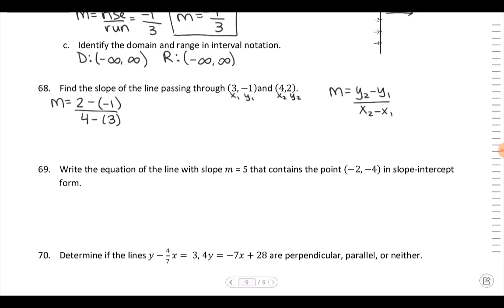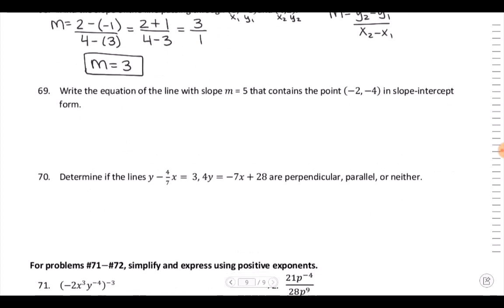So just be careful when you plug in a negative number after a minus sign, that you don't accidentally combine the negatives. So here we end up with 2 plus 1, it's minus a negative, and 4 minus 3. So on the top we get 3, and on the bottom we get 1. Well, 3 over 1 reduces to just 3. So we'll just say m is 3.